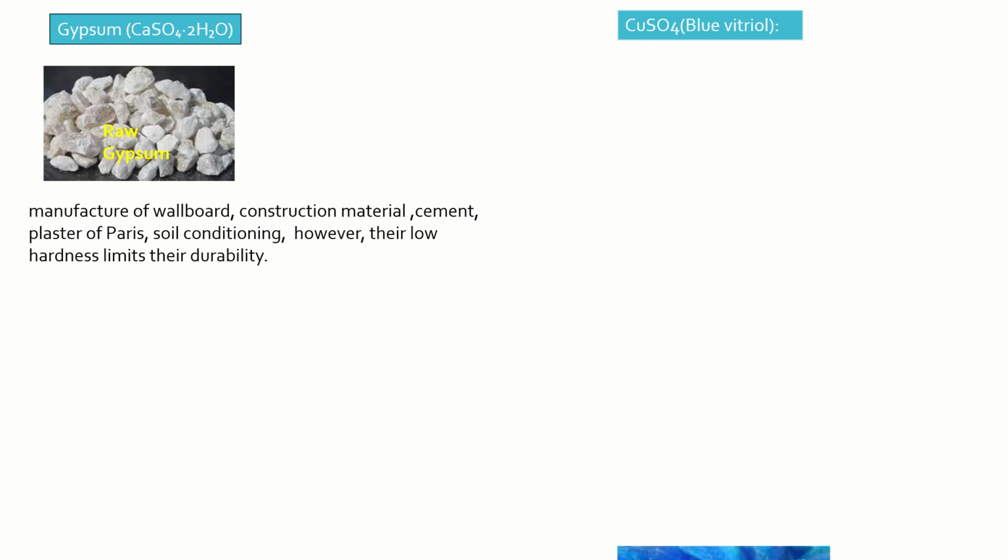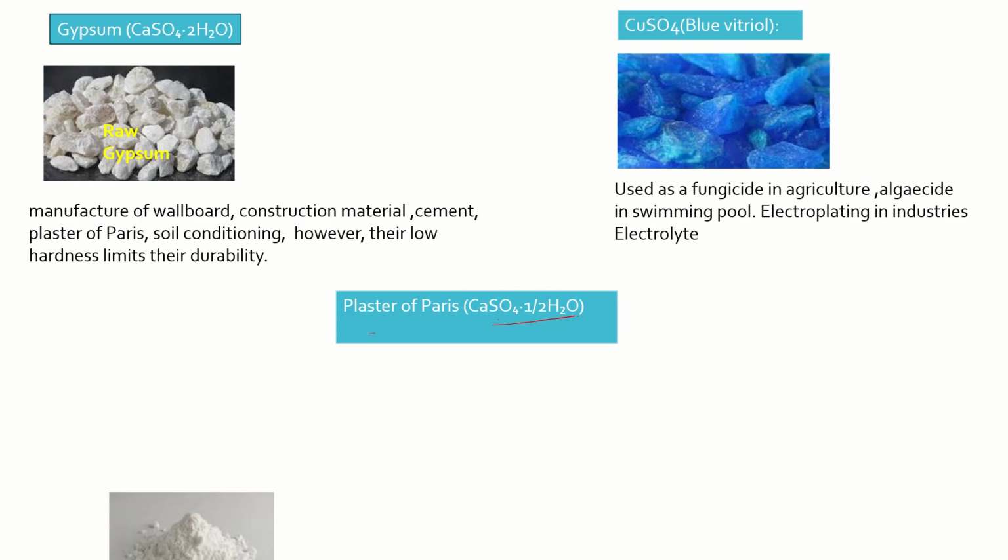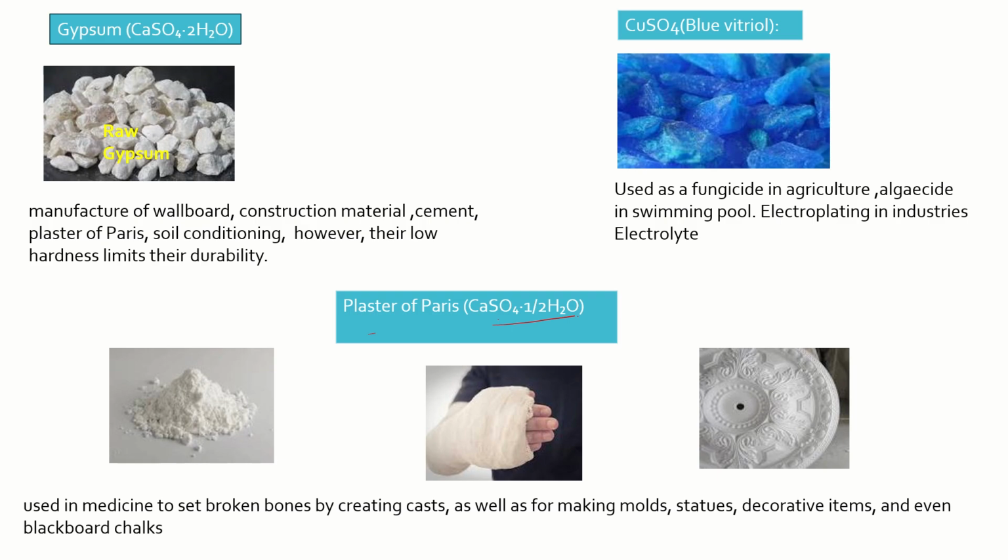Next is the copper sulfate salt, or blue vitriol. It is used as a fungicide in agriculture. It is also used as an algicide in swimming pools, and in electroplating industries as an electrolyte. Next is calcium sulfate hemihydrate, that is plaster of Paris. It is used in medicine to set broken bones by creating casts, as well as for making molds, statues, decorative items and even blackboard chalks.